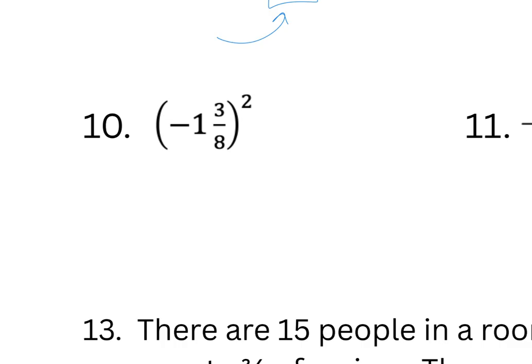Number 10. This is going to be squared. So I'm going to have to multiply that mixed number by itself. And so I'm going to go ahead and convert it right away. So I take 8 times 1 and then add that 3. So it's 11/8, right? Multiply straight across to get 121/64. And you might think, well, hang on, forgot about our negatives. So they're both going to be negative because the negative's on the inside of the parentheses when we square it. And so it's going to be positive.